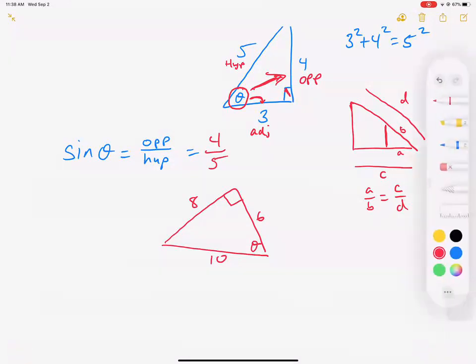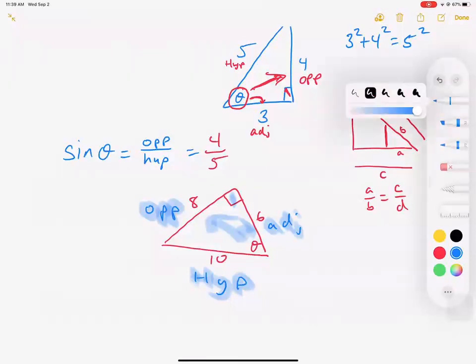Well, the opposite of my angle is over here. That's my opposite, OPP. And then hypotenuse is always opposite of my right angle. And adjacent, hey, this guy's right next to me. This is my adjacent. So opposite is always on the other side. Hypotenuse is always opposite of the right angle. And adjacent is always next to me.